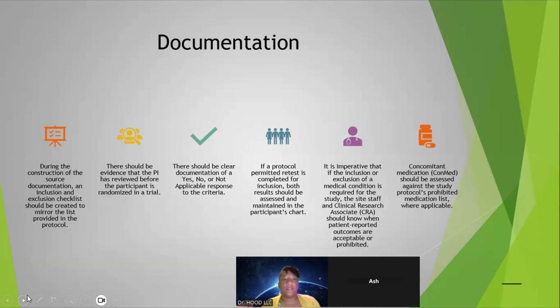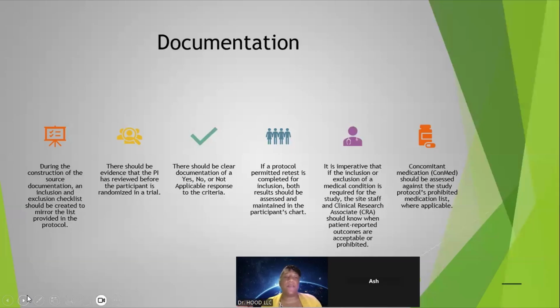I started in 2011. So it was about 2013 before somebody mentioned that I needed to make a checklist. That is so important, because it really ensures that the PI didn't skip over anything, because like I said, those lists are typically long, and by you having a response to each one, it verifies that the PI did not overlook anything. There should be evidence that the PI has reviewed before the participant is randomized.